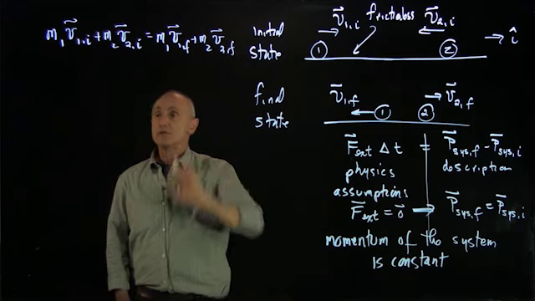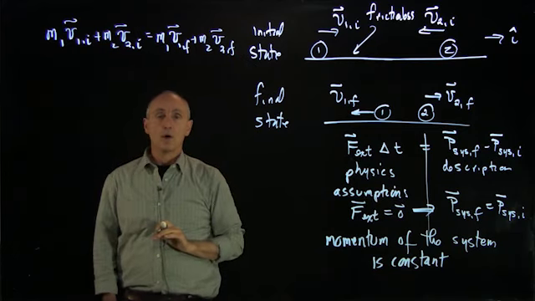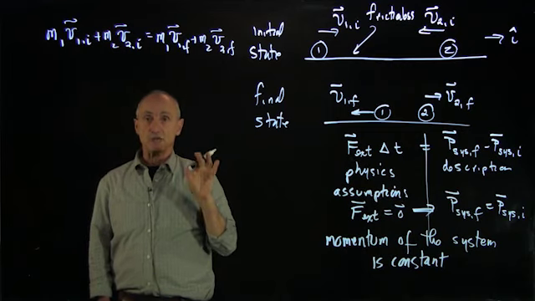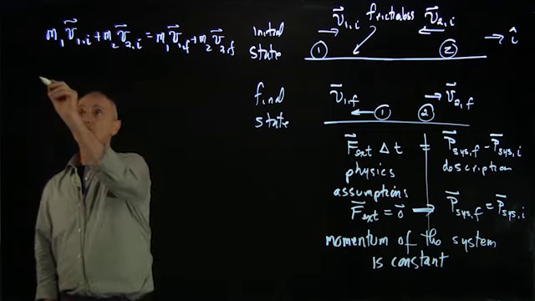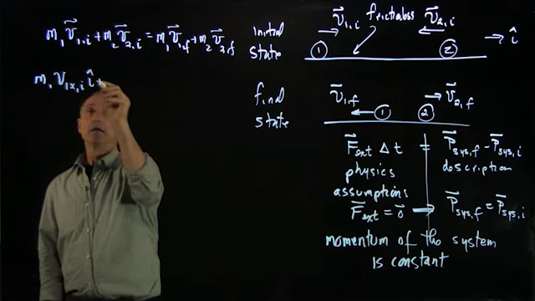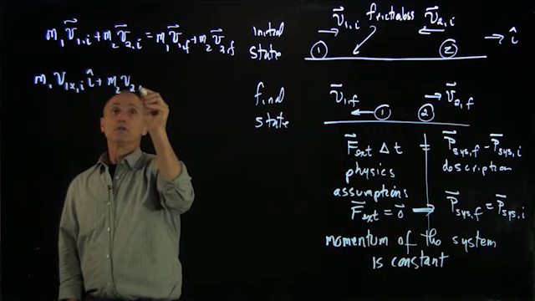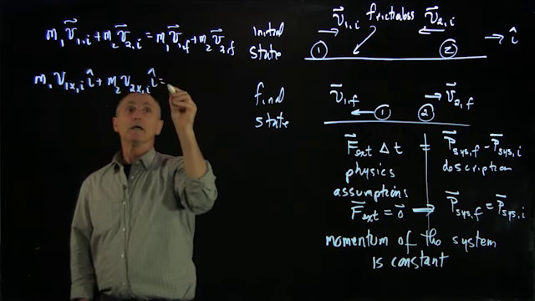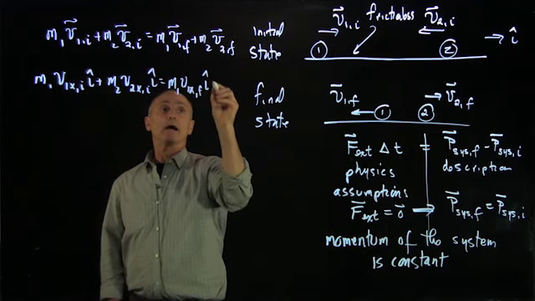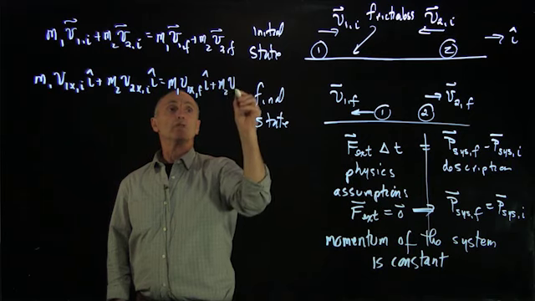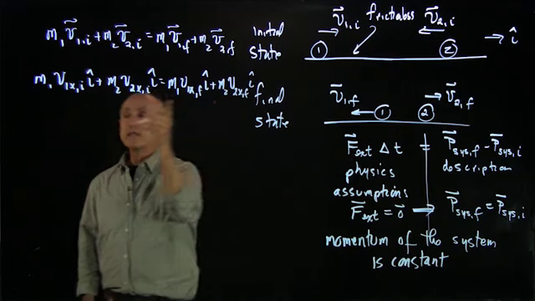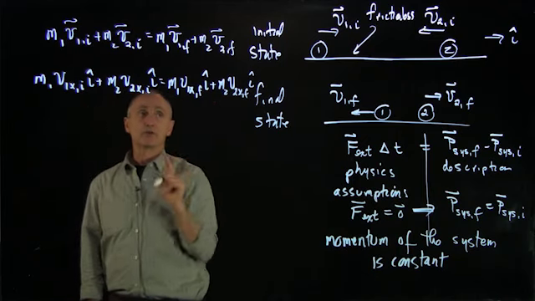Now, how do we represent these equations? Well, you could treat them as vectors if you wanted, but what we're going to do is express them as components. So if we wrote this as components, we would have m1 v1x initial I hat plus m2 v2x initial I hat equals m1 v1x final I hat plus m2 v2x final I hat. So that's the vector expression expressed in terms of components.